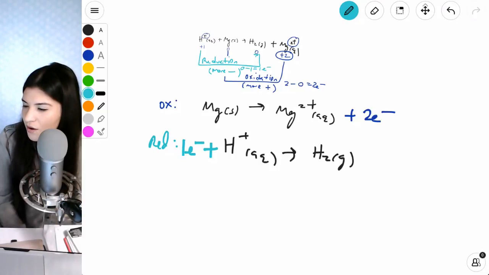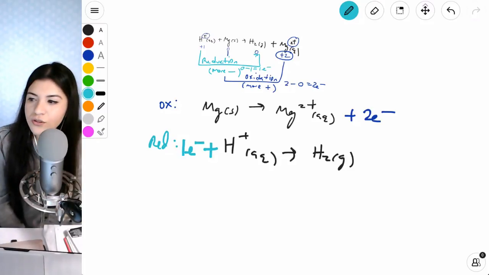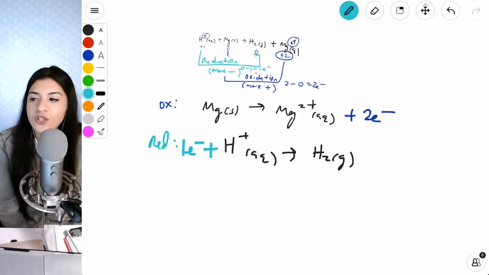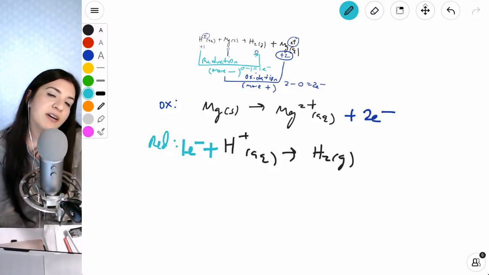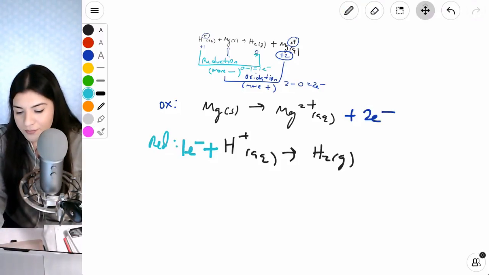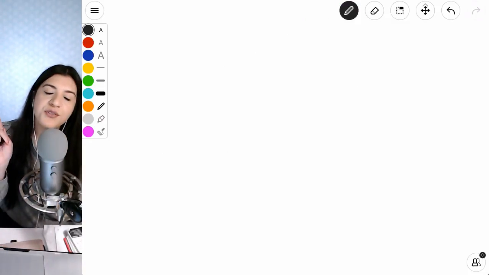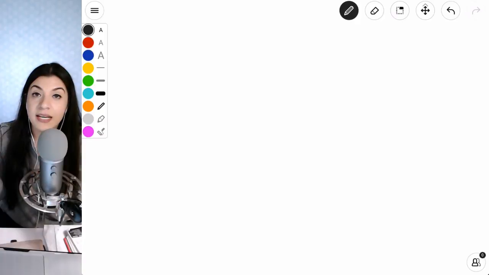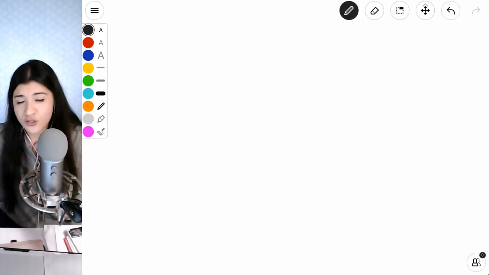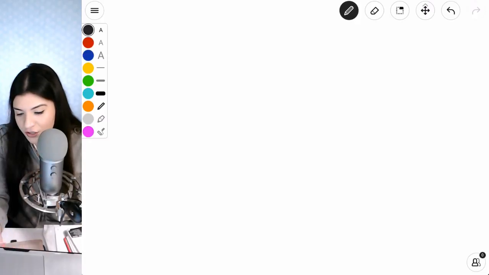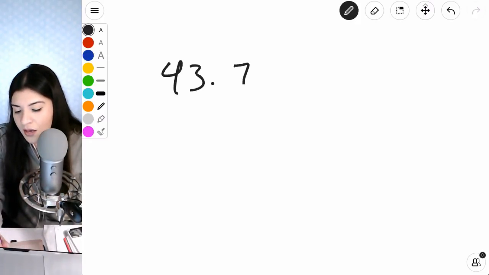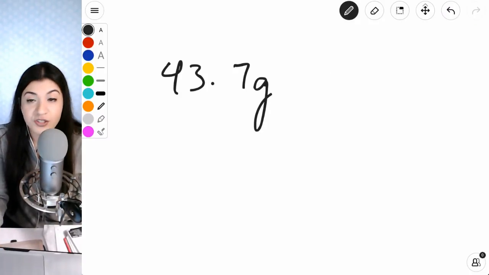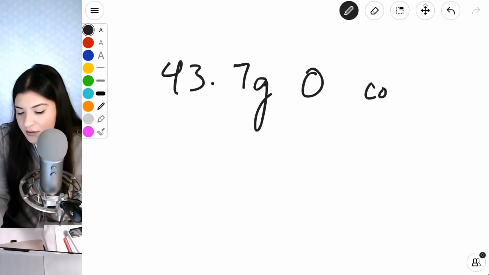Raja says, what number of sig figs do you use for your final answer, and when do you round? So for that, it depends on what you're given. It also depends on what operation you're doing, meaning if you're multiplying, dividing, adding, subtracting, and so on. So let's say a question were to be like 43.7 grams, and let's say that this is of oxygen, okay? And we have to convert to moles. Sure, why not?